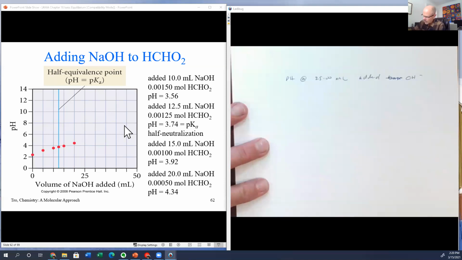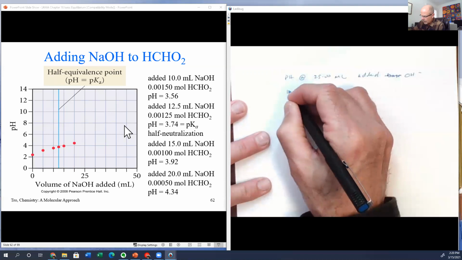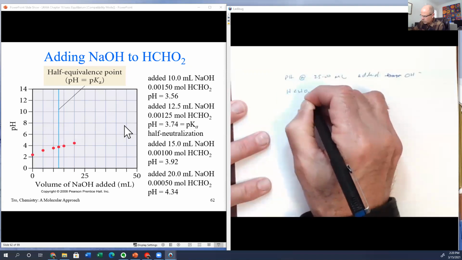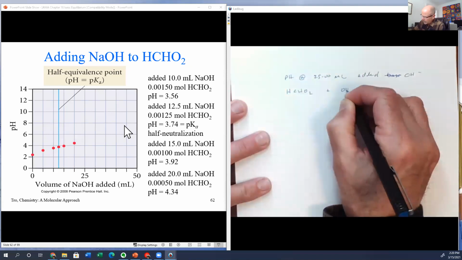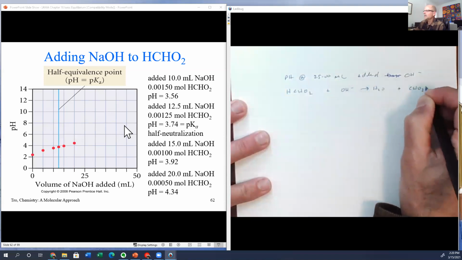So let's see. Again, we'll just set up our same BAR table. HCHO2 plus OH minus goes to H2O plus CHO2 minus.